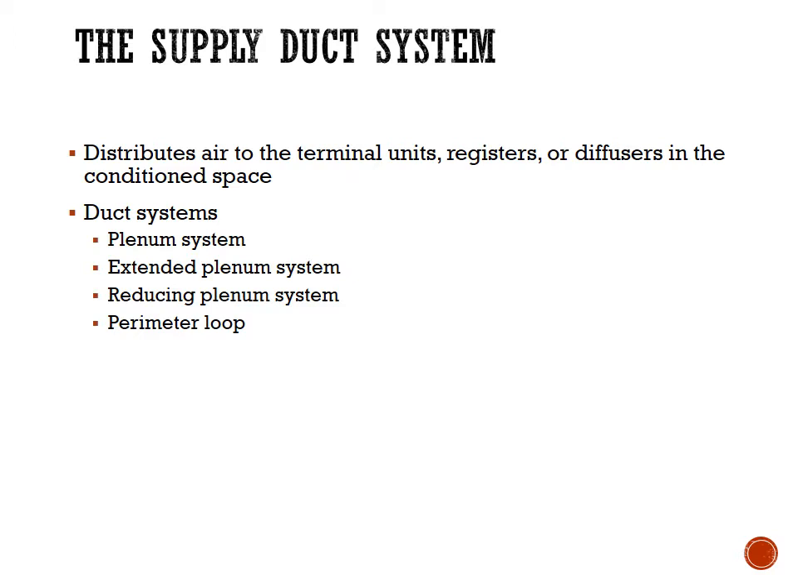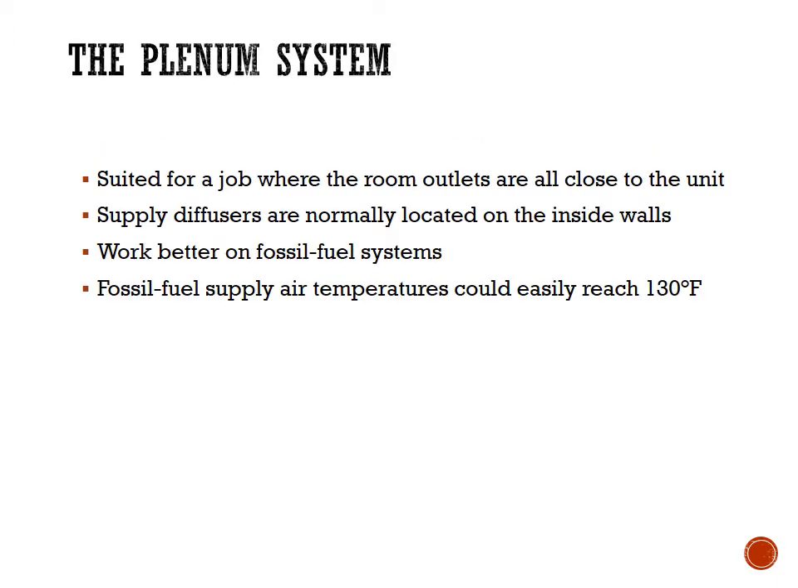So the first system we have is the plenum system. We also have the extended plenum system and the reducing plenum system. By plenum we mean a big trunk and branches, and we also have the perimeter loop, and we'll talk about what the differences are. The first one is the plenum system. It's very suited for when the outlet of the main trunk is very close to all the units. It has supply diffusers located inside the walls, and it works better with fossil fuel systems.